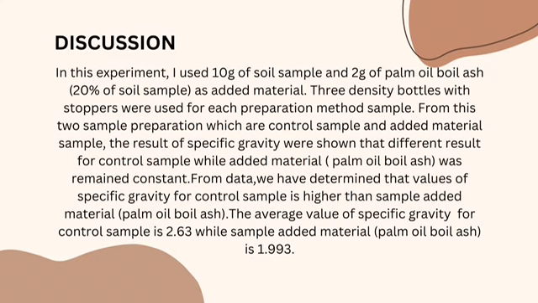From the data, we determined that the value of specific gravity from the control sample is higher than the sample with added material palm oil boiler ash. The average value of specific gravity for the control sample is 2.63, while the sample with added material palm oil boiler ash is 1.993.